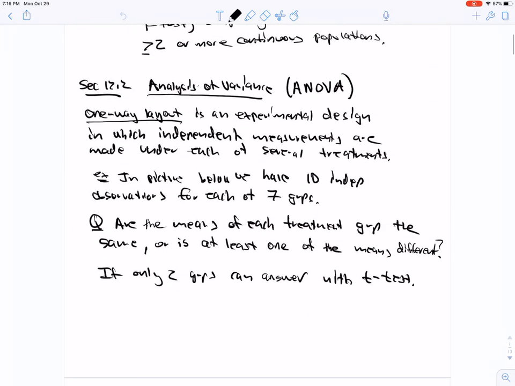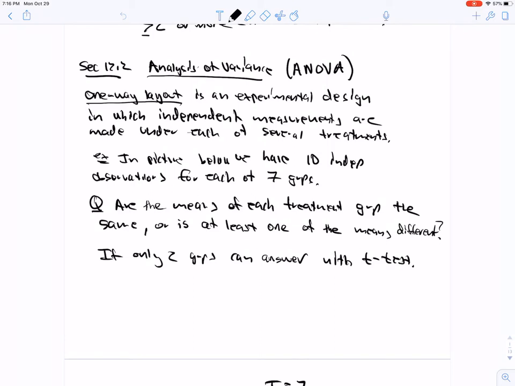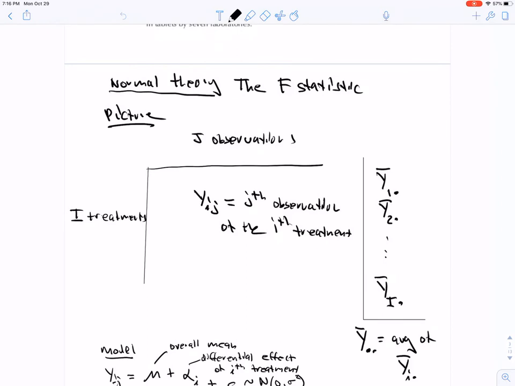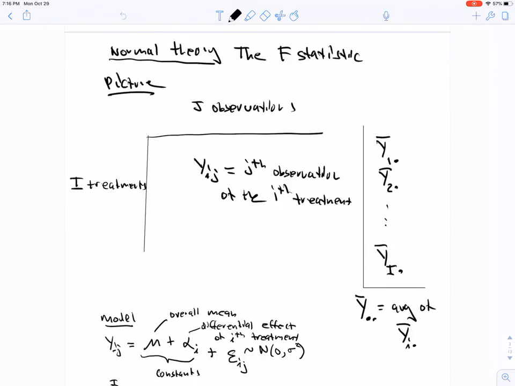So let's see what we have here. Our question is, are the means of each treatment group the same, or is at least one of the means different? And if there are only 2 groups, then you can answer this with a t-test, of course. So I'm just going to do the transpose of our picture here. I'm going to put the treatment groups for my rows, and the observations are going to be columns, just to be consistent with what we had in chapter 11. So Yij is the jth observation of the ith treatment group.